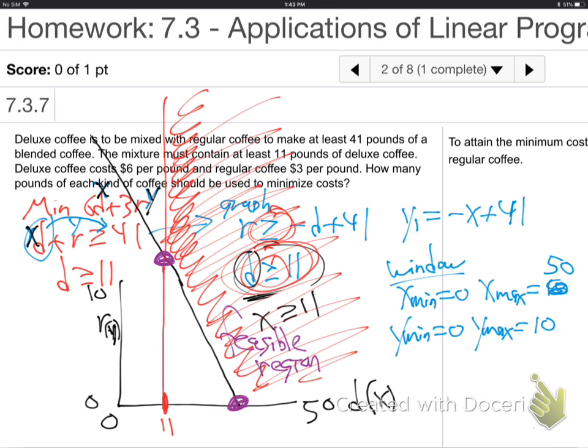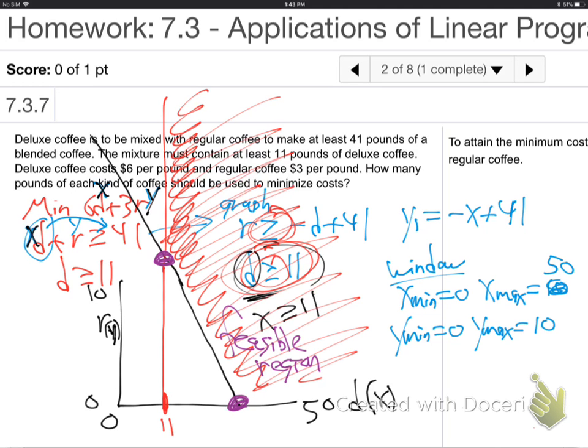In that, everything shaded is a possibility for their coffee mixing problem that will make D plus R greater than or equal to 41 and D greater than or equal to 11. It'll satisfy both those conditions. The shaded region makes both inequalities true. That's the overlap of both inequalities. It's feasible. It's possible. It's allowable. You do anything in the shaded region, you're satisfying what they told you to do with the coffee setup.